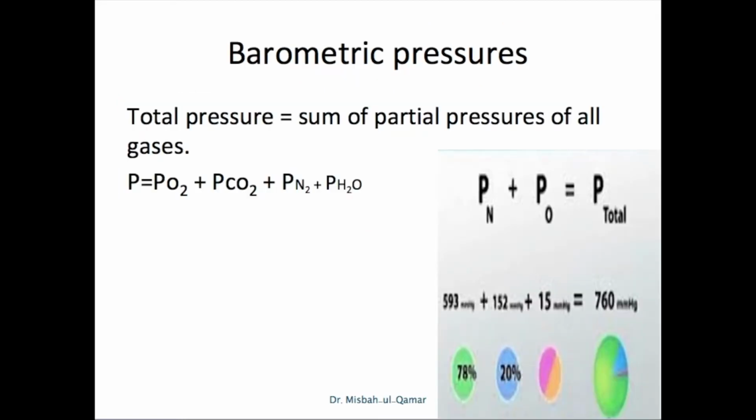According to Dalton's law, the total barometric pressure of air is the sum of the partial pressures of all gases, as you can see in the equation. Since the partial pressure of water and the partial pressure of carbon dioxide are determined by the body itself, they do not change much with altitude. Only the partial pressure of oxygen and that of nitrogen change.